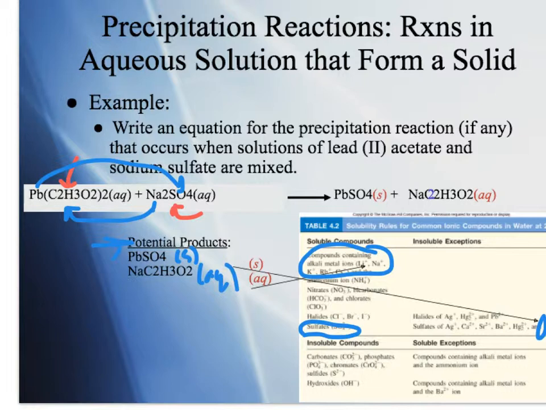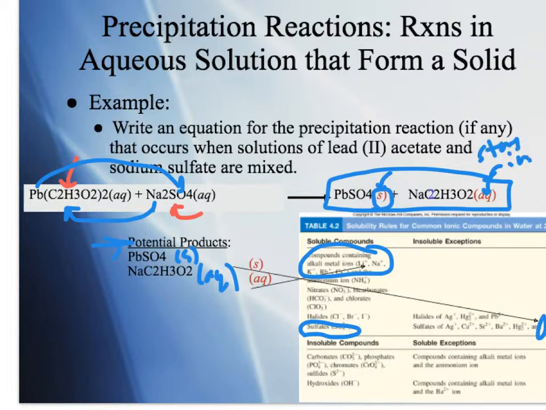All right, so what we have to do here then for our products is show them. We hook them up. We make sure we crisscross the charges, okay? And then we have to write the S for solid and the AQ for aqueous. So this one is going to be our precipitate, and this one is going to stay in solution. All right, so that's how it looks when there's actually a precipitation reaction going on, and if we were to mix these two liquids together, we would see some kind of cloudiness form.